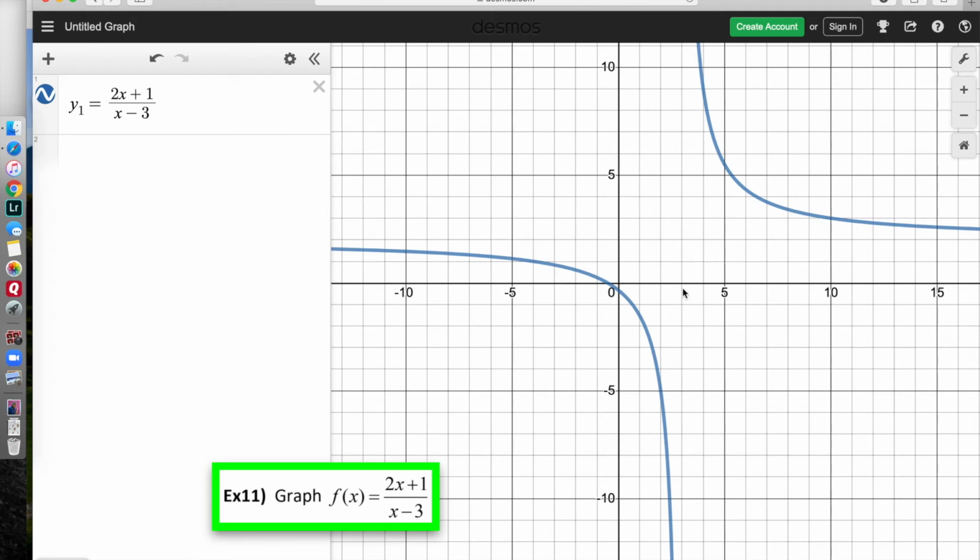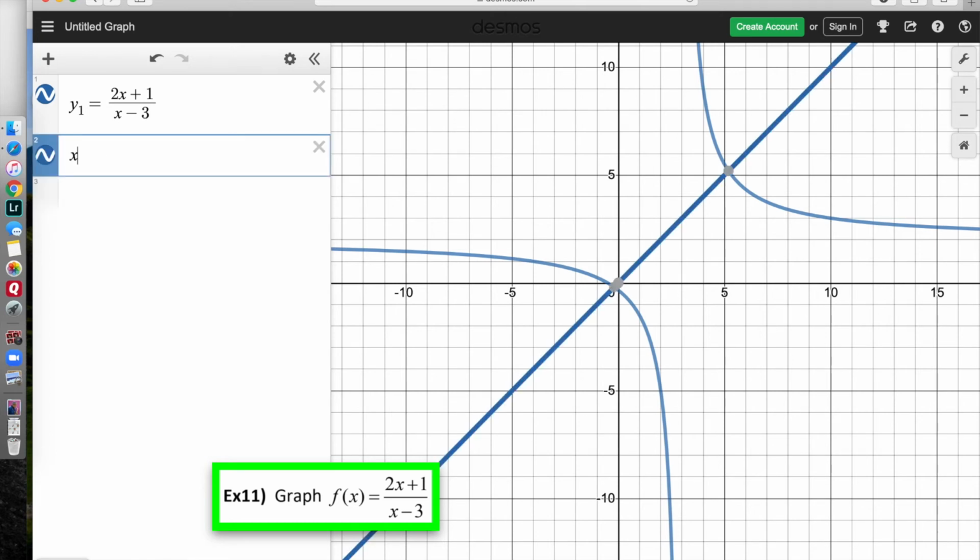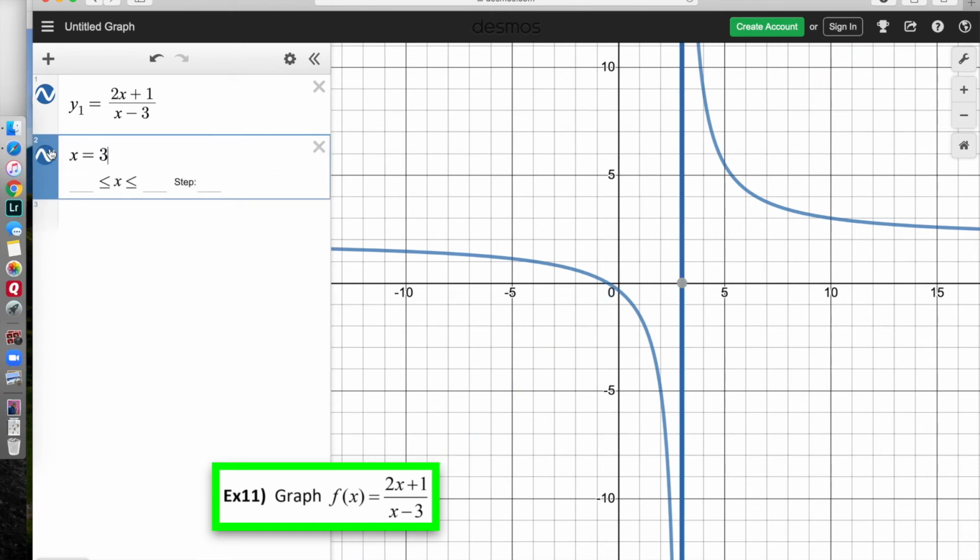So here it looks to me like there's an asymptote at x equals 3, a vertical asymptote, and that would make sense with the denominator here. So I'm going to type literally x equals 3. I'm going to make that a dotted line in red because I like my asymptotes to be red, and it looks like I had it in the right place.